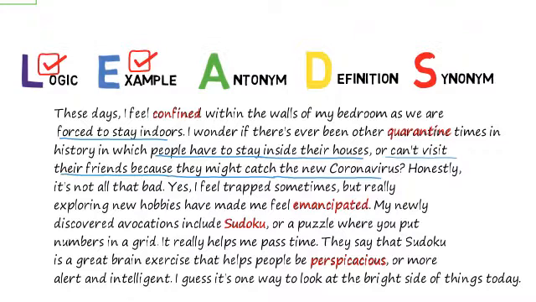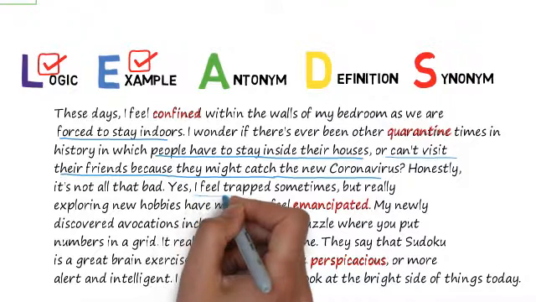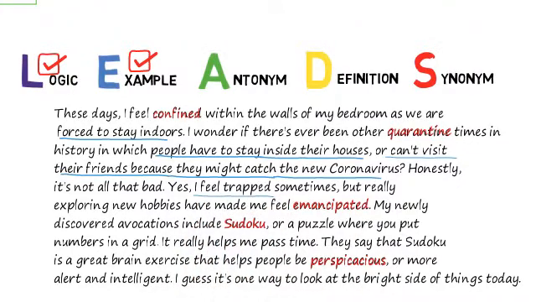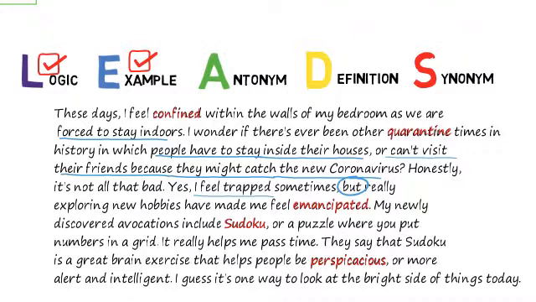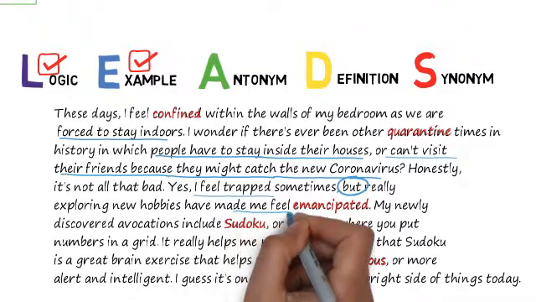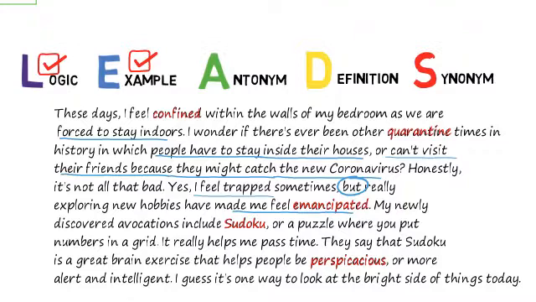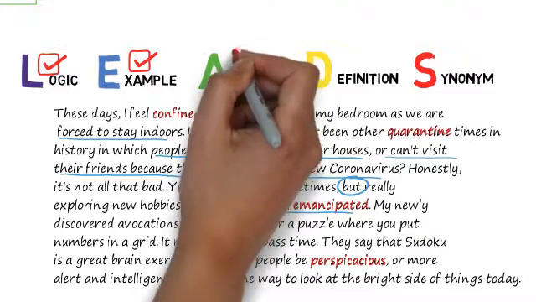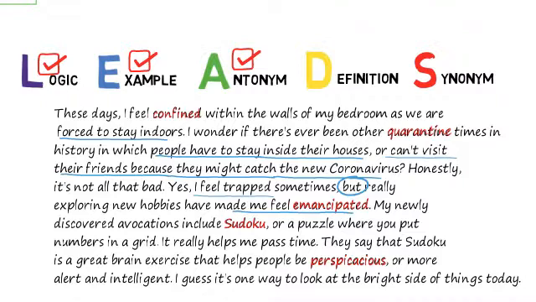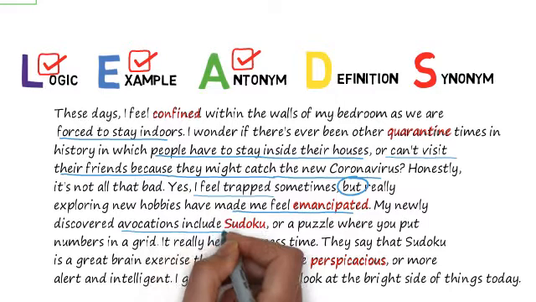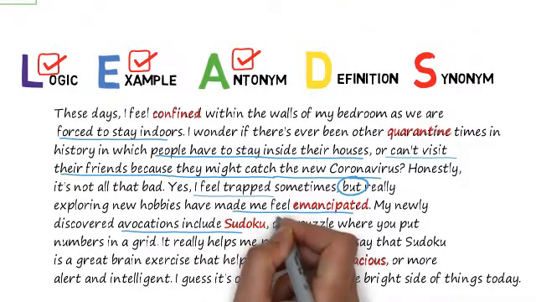Let's look at emancipated. Honestly, it's not all that bad. Yes, I feel trapped sometimes, but really exploring my new hobbies have made me feel emancipated. So we know that we are giving an antonym because we have the keyword but. So it's telling us that sometimes they feel trapped, but not always. Sometimes they feel emancipated. So the opposite of trapped would be free or not trapped. And that gives us the definition for emancipated as free or liberated.